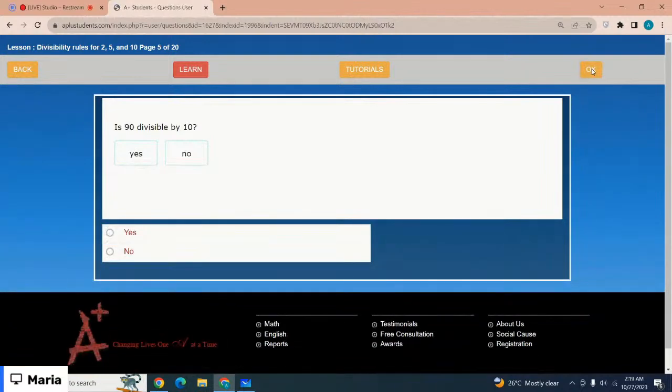Okay, the next one: is 90 divisible by 10? Yes or no? Yes, it is, right? 90 is divisible by 10. The correct option is yes.